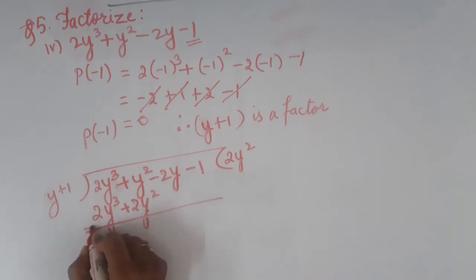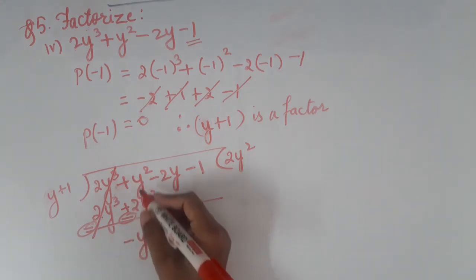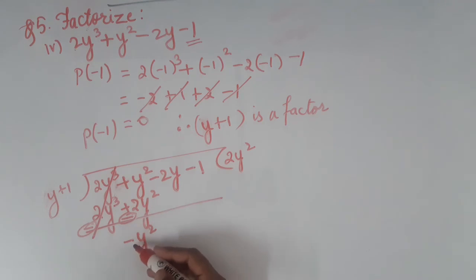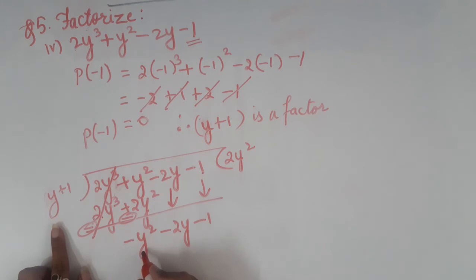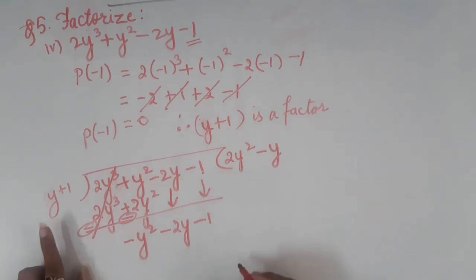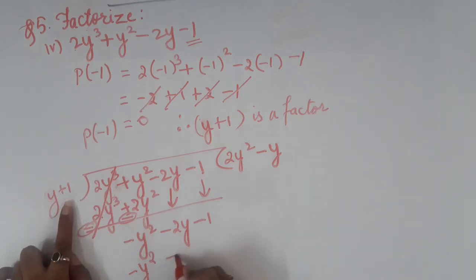Now change the signs and consider the lower sign. So 2y cube minus 2y cube cancel. Y square minus 2y square I'll get minus y square. Different signs, so you will subtract 2 minus 1, 1, but with the sign of the greater number, that is minus. Then take the other terms down, 2y minus 1. Now with what should I multiply y to get minus y square? With minus y. So y into minus y, minus y square. Then 1 into minus y, I will get minus y.